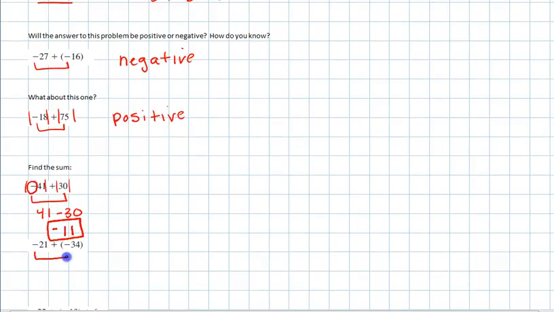Here's the second example. This time I have two of the same sign and they're both negative. Right away I know my answer is going to be negative. So now I'm just going to add the absolute value of the two numbers. 21 plus 34 gives me 55. Because they were both negative, I know that my answer will be negative.